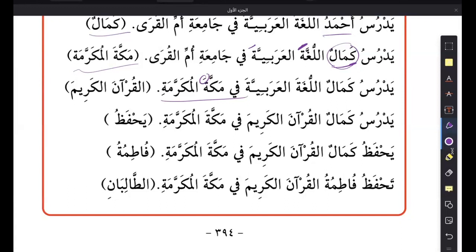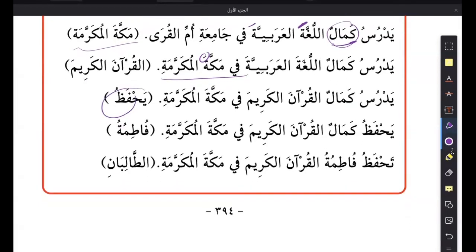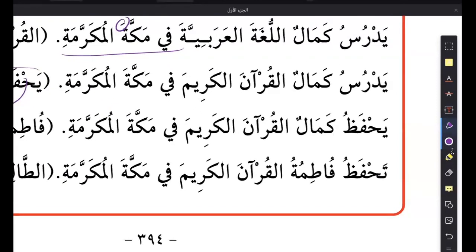Okay, so you're supposed to change the verb dars to يحفظ كمال القرآن الكريم في مكة المكرمة. So now one thing to note, when you read with tanwin, here we have kamalun, and the way I'm reading right now is I'm separating. I'm saying يحفظ kamalun, then I'm saying al-Quran al-Karim.